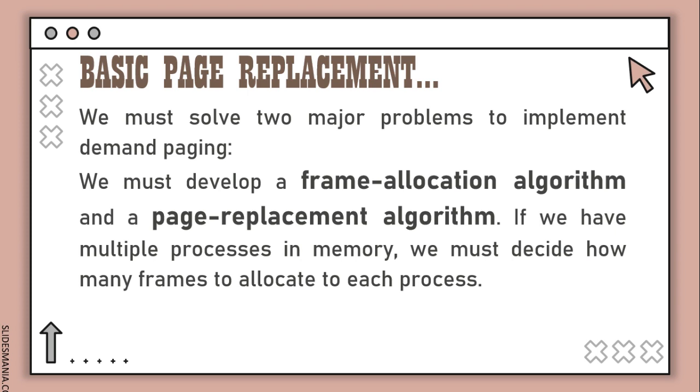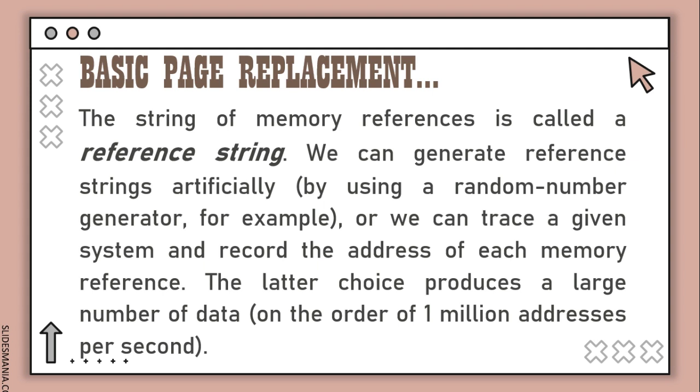We must solve two major problems to implement demand paging. We must develop a frame allocation algorithm and a page replacement algorithm. If we have multiple processes in memory, we must decide how many frames to allocate to each process. Further, when page replacement is required, we must select the frames that are to be replaced. Designing appropriate algorithms to solve these problems is an important task because this input-output is so expensive. Even slight improvements in demand paging methods yield large gains in system performance.